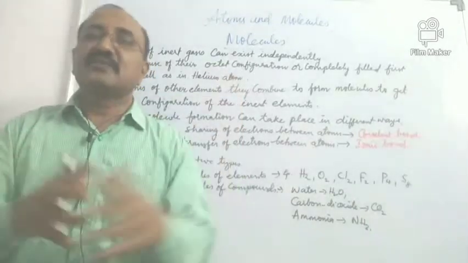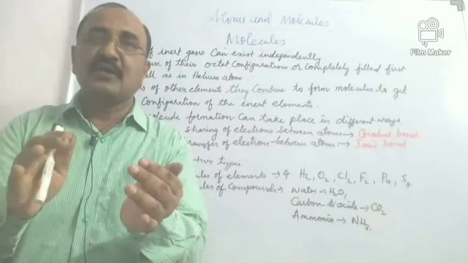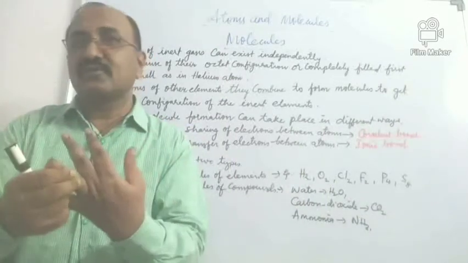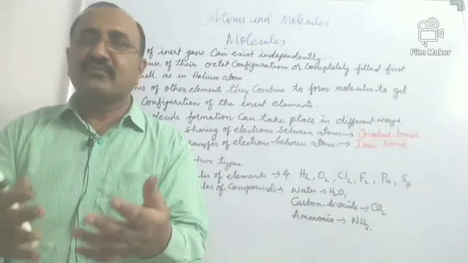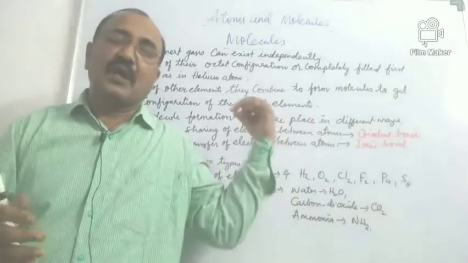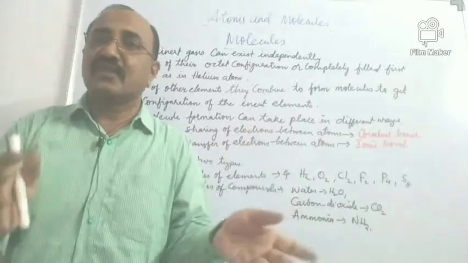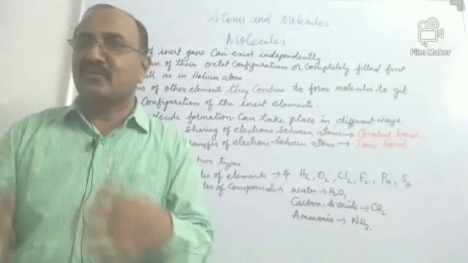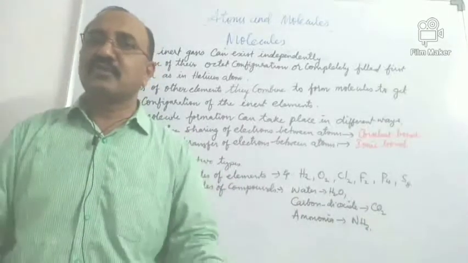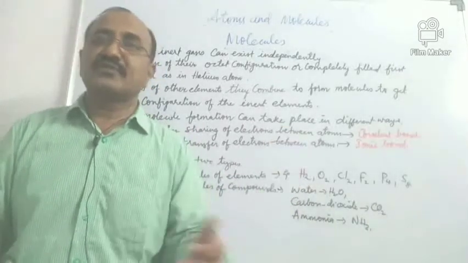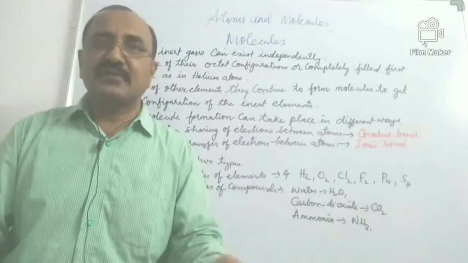So children, we have 2 types of molecules: molecules of elements and molecules of compounds. How are these molecules formed? There are two ways in which molecules can be formed. One is by complete transfer of electrons, the other is by sharing of electrons. That which is formed by sharing of electrons, we call covalent bond formation between the atoms, and the other one, which is formed by transfer of electrons between the atoms, is called an ionic bond.